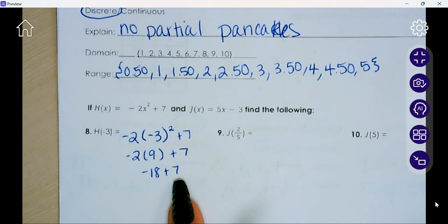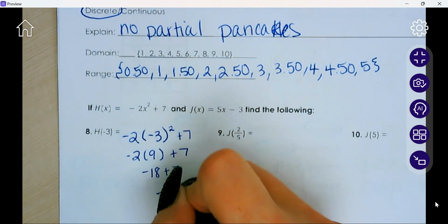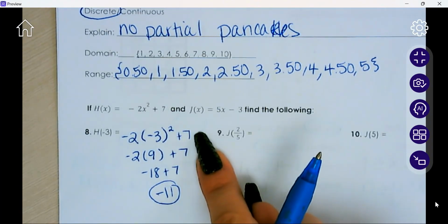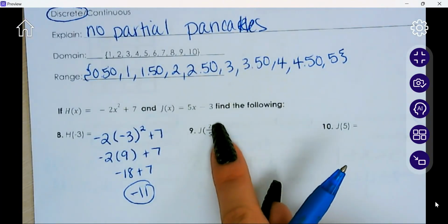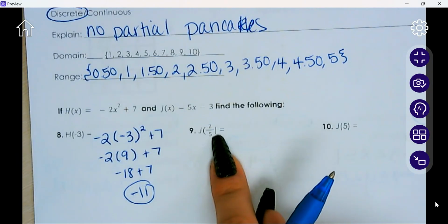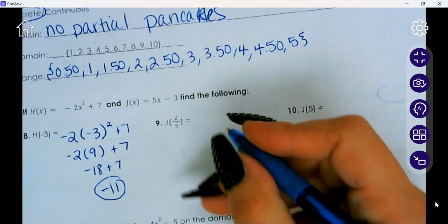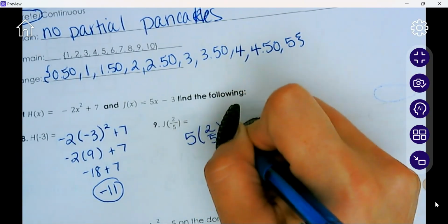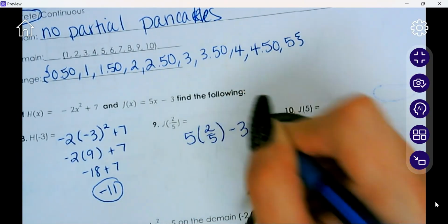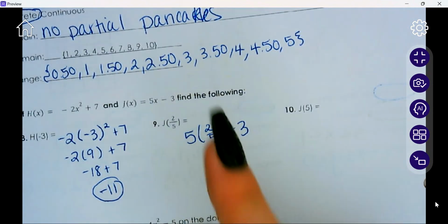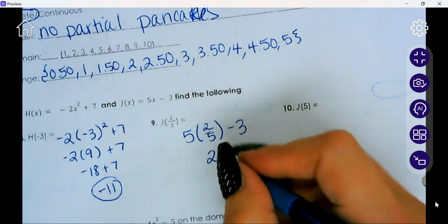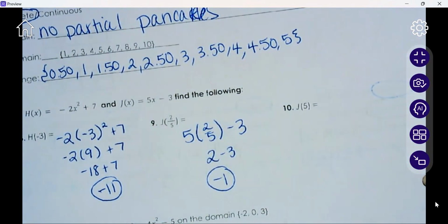And then that's going to give you -11. You could skip steps and just put this directly in the calculator as well. For this one, you have 2 over 5. So you put it in function j. So you have 5 times 2 over 5 minus 3. 5 times 2 over 5 gives you a value of 2. 2 minus 3 gives you a value of -1.